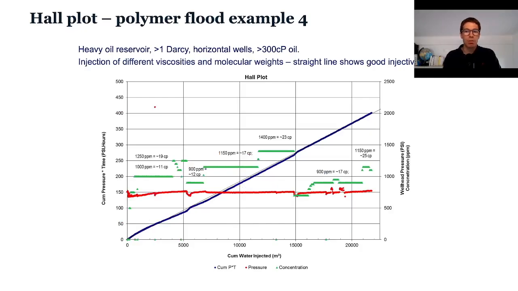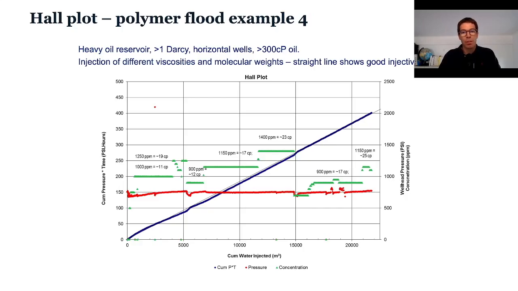Another example, so the pressure here is in red and the viscosity is in green. And you see from time to time the viscosity goes from 12 to 20 centipoise and the pressure doesn't blink. So this means that it's also fractured. There is no change in slope.